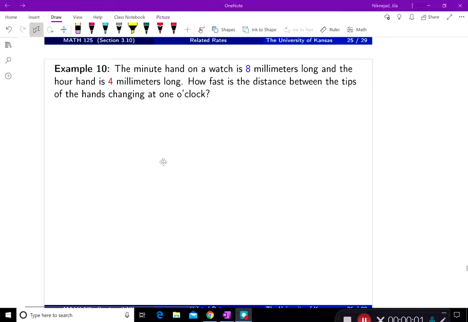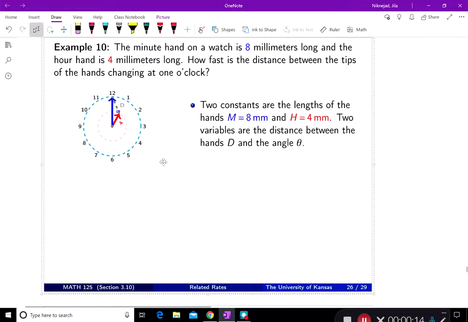Example 10. The minute hand on a watch is 8 millimeters long and the hour hand is 4 millimeters long. How fast is the distance between the tips of the hands changing at 1 o'clock? Let's see. What we know is that the length of the minute hand, the blue hand over here, is a constant 8, and the hour hand is a constant 4.